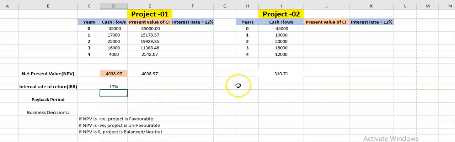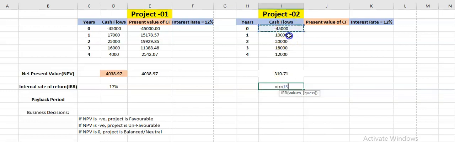Now we calculate IRR for project 2: IRR, select the values including all values, minus the guess rate, some guess internal rate. It's up to you, either you select any guess rate or just leave it blank. Project 2 gives us 12%, project 1 giving us 17%.